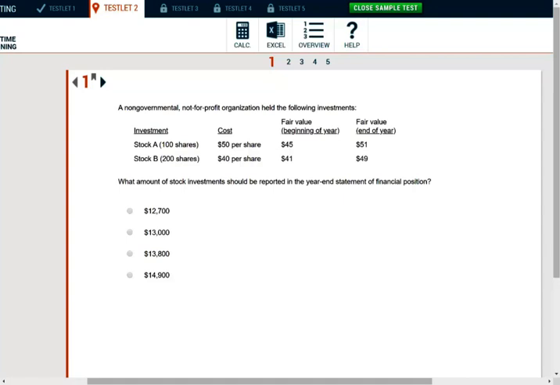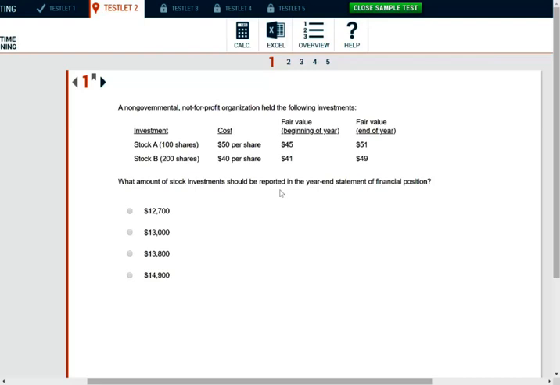So let's take a look at this first question. A non-governmental, not-for-profit organization held the following investment: 100 shares of stock A, 200 shares of stock B. We're given the cost, the fair value at the beginning of the year, and the fair value at the end of the year. What amount of stock investment should be reported at year end of the financial statement? Simply put, how should we report the investment, the 100 shares in stock A and the 200 shares in stock B?